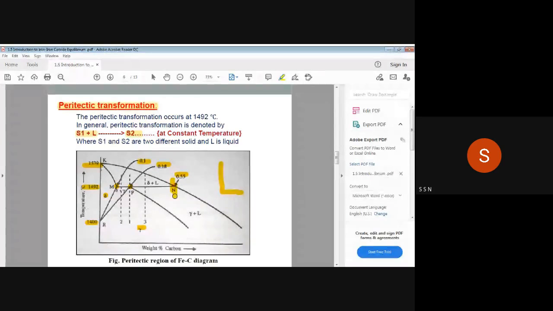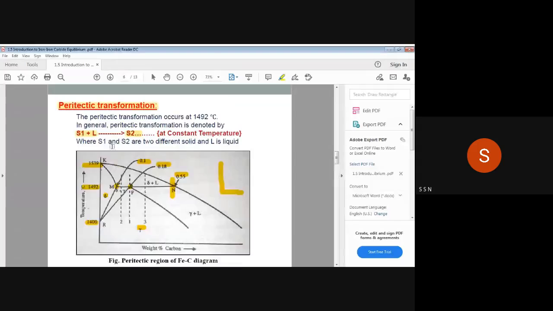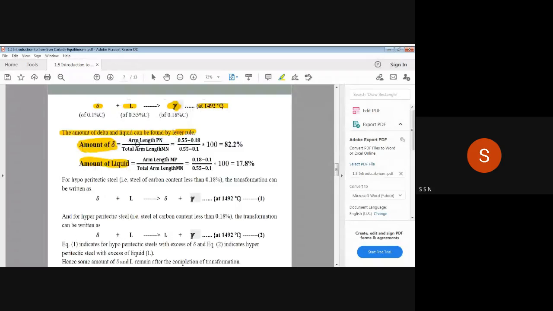देन अपोजिट आर्म कुठला झाला त्याचा? एम पी झाला, एम पी. So opposite arm, that means solid phase arm, MP divided by total arm. Total arm is Mn. So that formula for amount of delta, that means solid phase. Delta कुठे? M च्या इथे delta आहे, liquid कुठे? तर N च्या इथे liquid आहे.